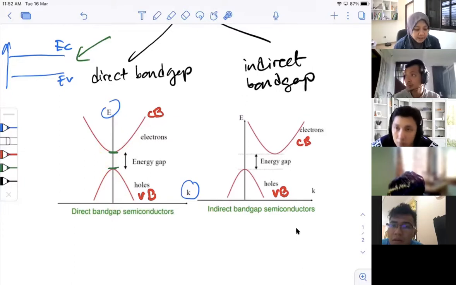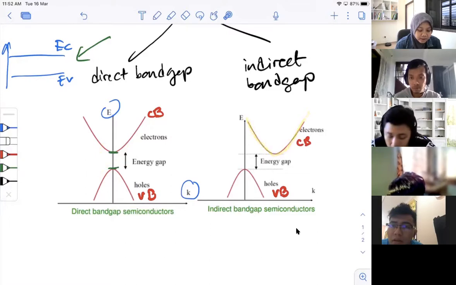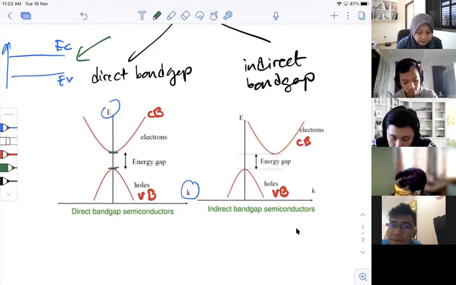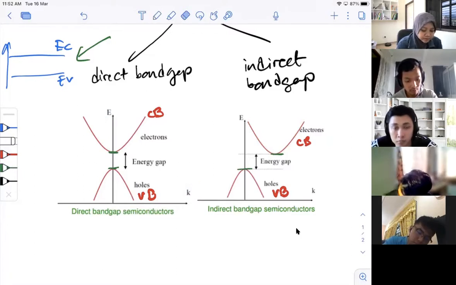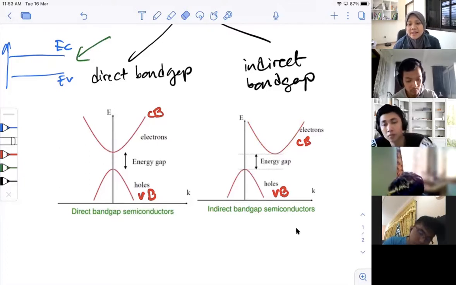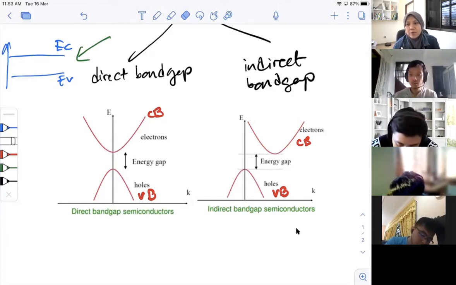Okay, indirect band gap material is when, if you can see here, this is the conduction band, this is the valence band, the minimum of the conduction band is not directly on top of the maximum of the valence band. And this is called indirect band gap material. Okay, that's the definition. Next is, what's the consequence? So what if this is so? This is actually very important. And this is the basis, or the fundamental, for optoelectronics, for photonics devices.